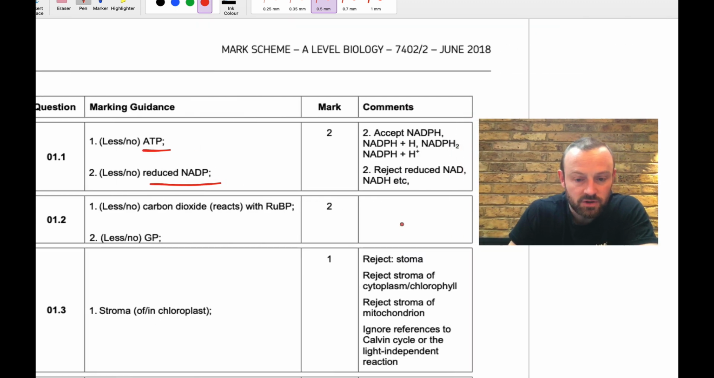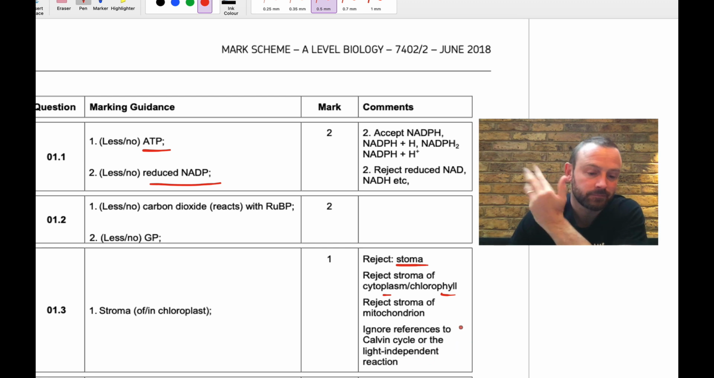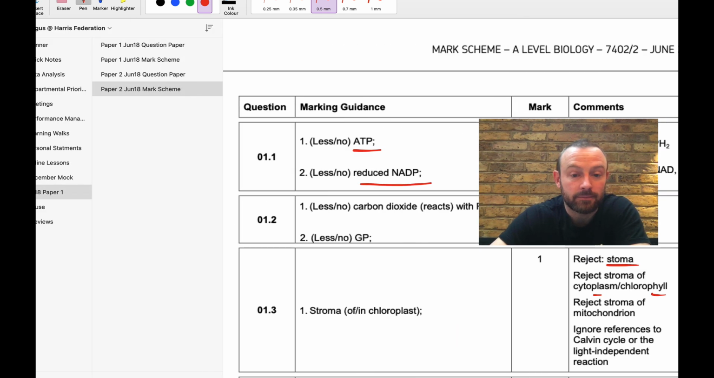Now let's look and see what it rejects. This is kind of interesting. Reject stoma. So you've got to actually spell this right. A stoma is a bag that you might have to use if you have lower bowel problems. And it says reject stoma of cytoplasm or chlorophyll. Yeah, because these are all not quite correct. Reject mitochondrion. Ignore references to Calvin cycle or light-dependent reaction, because that's not telling you where, it's just telling you what it's involved in. Okay, let's keep going.